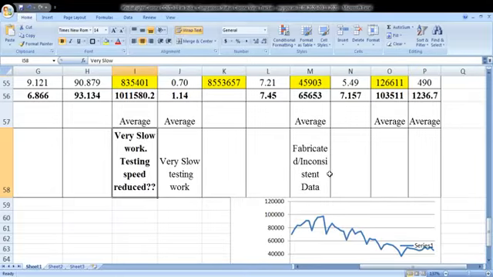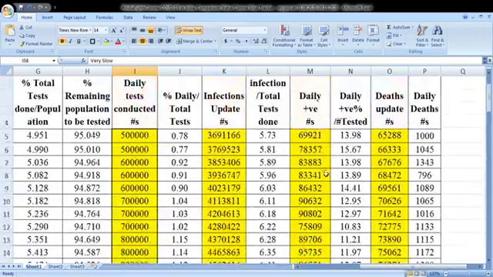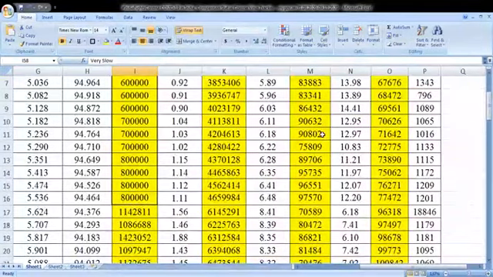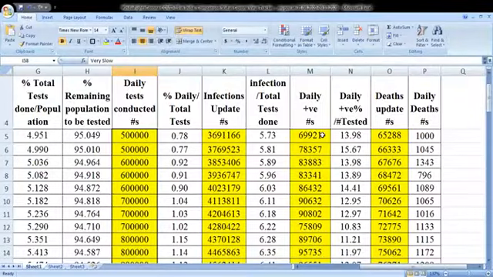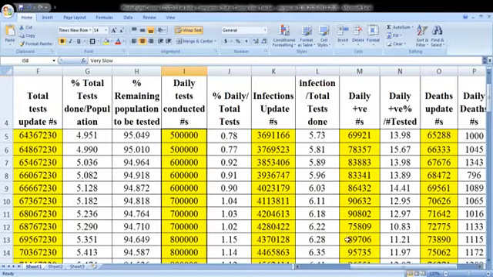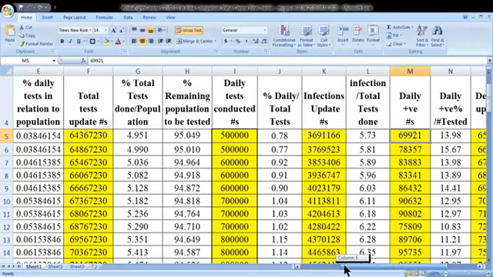Let us see what I'm talking about. I'm saying it is fabricated, inconsistent data. You can see this now. This is a very important one. Let us start from number 5. This data is here.